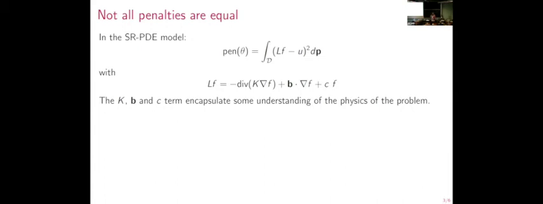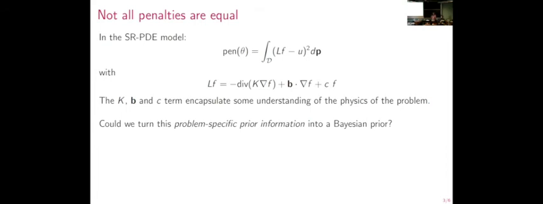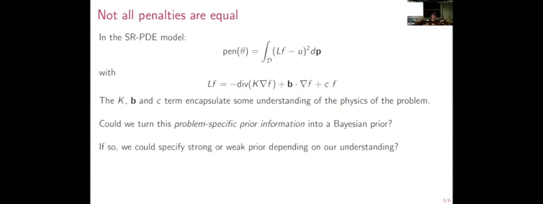And of course, when I hear the words prior information, what I ask is, could we not turn this into a Bayesian prior? Could we turn all this very fancy modeling of the various diffusion terms and reaction terms and all of that into a Bayesian prior? And why would I think that this could be of interest? Well, because when we are being Bayesian, we can also be a bit more informative on whether we have a clear understanding of the physics or a weak understanding of the physics.